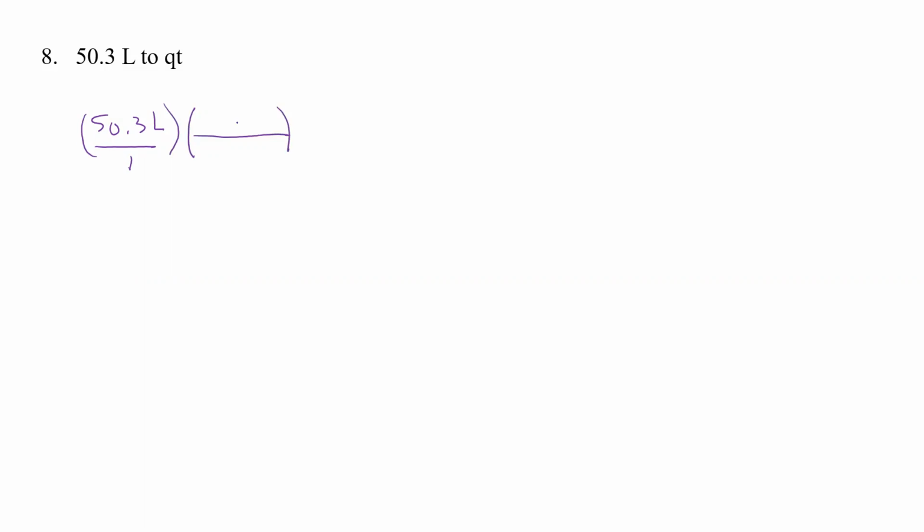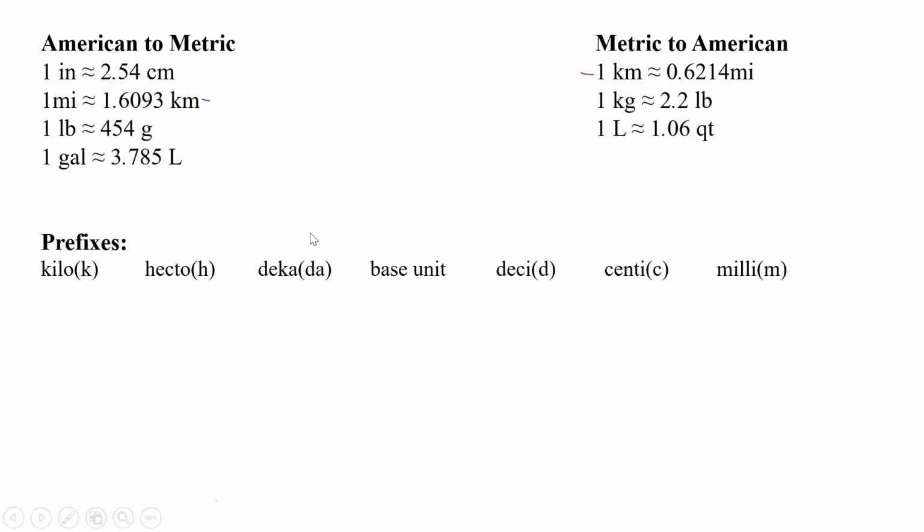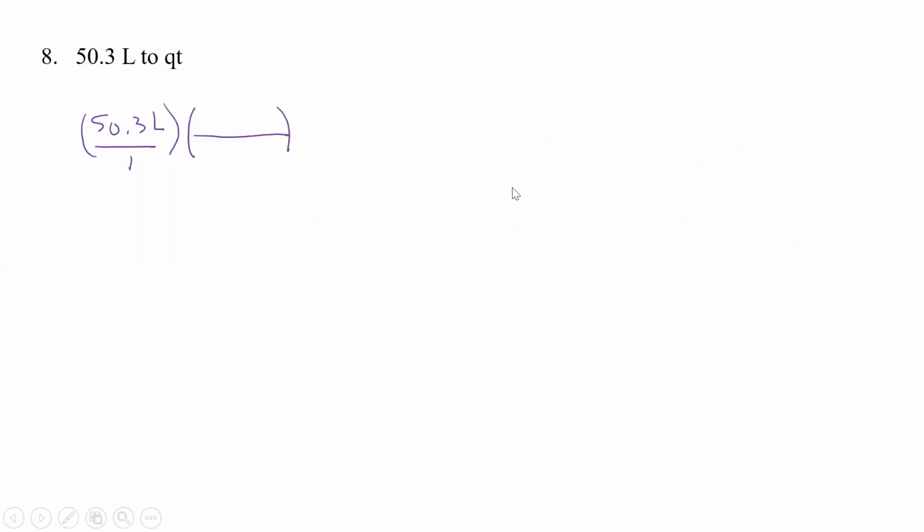Now there's one where we can do, let's go over here. We can do 1 liter is 1.06 quarts, or we can go from liters to gallons and then gallons to quarts. So it's 2 steps over here, 1 step here. So 1.06 quarts is 1 liter. So we know that 1 liter is 1.06 quarts.